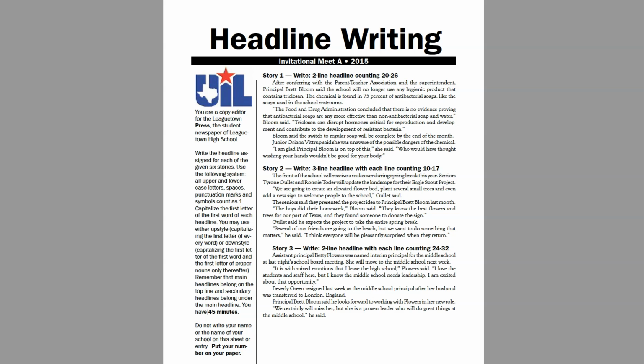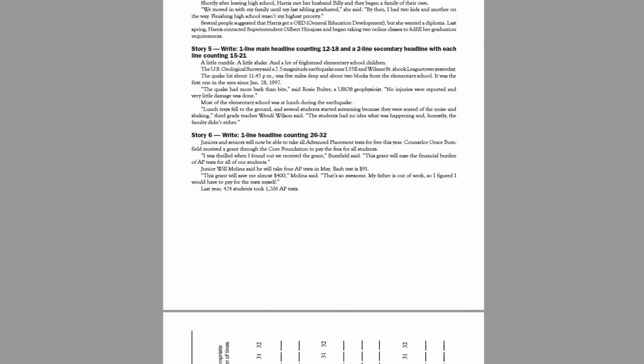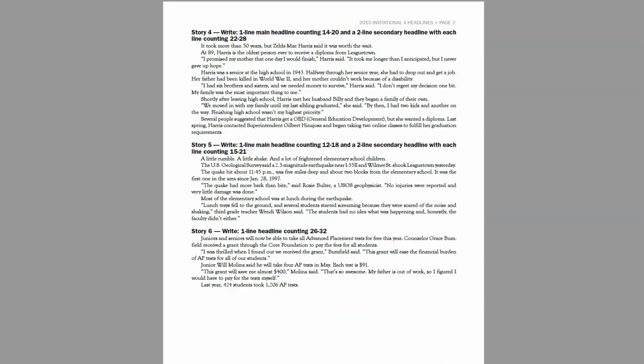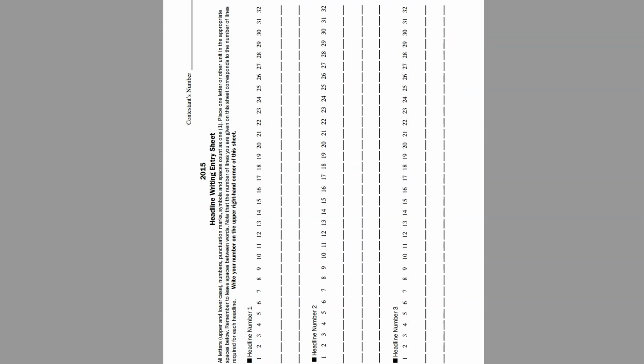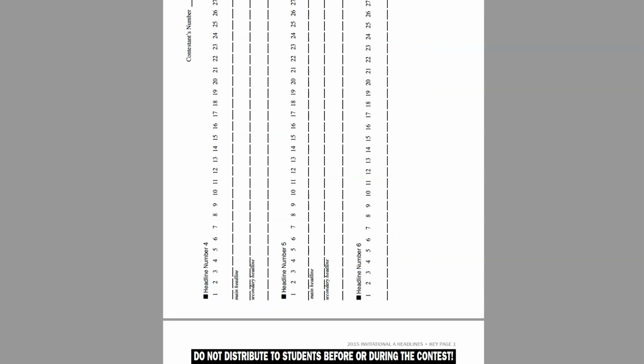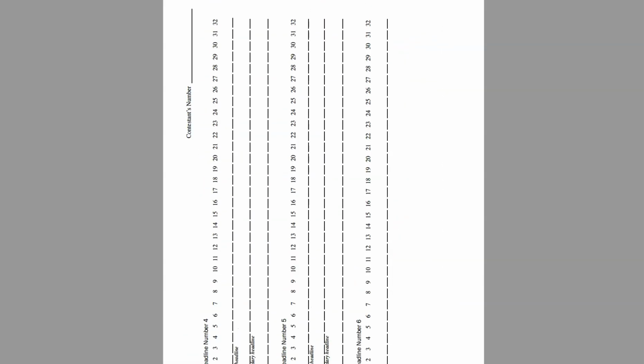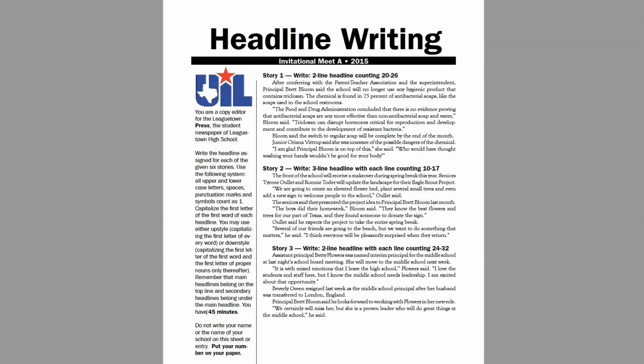So, along with those rules, you will see there's the 6 stories. Story number 1, story number 2, 3, 4, 5, and 6. And then you also have this very strange page right here with the numbers and dashes where you actually write the headlines. And we'll look at that more in a second here.